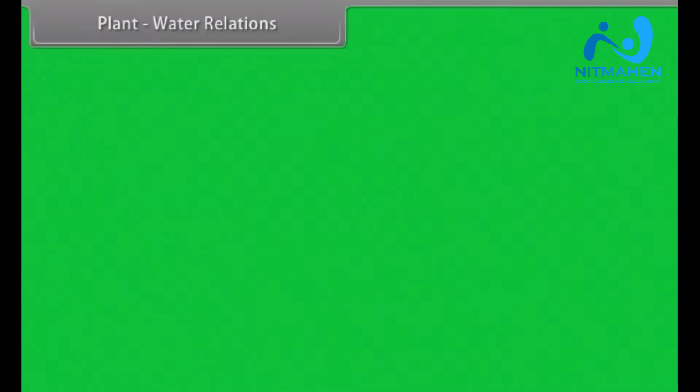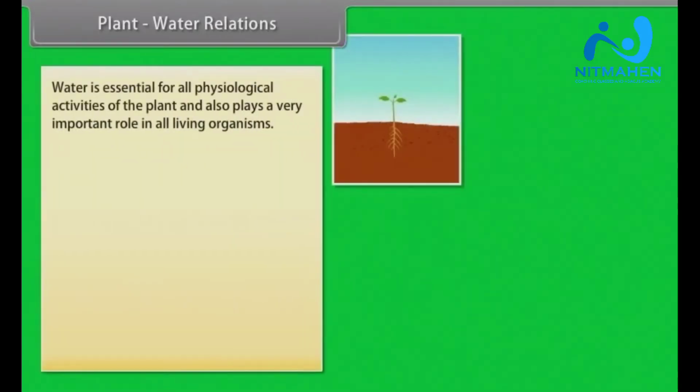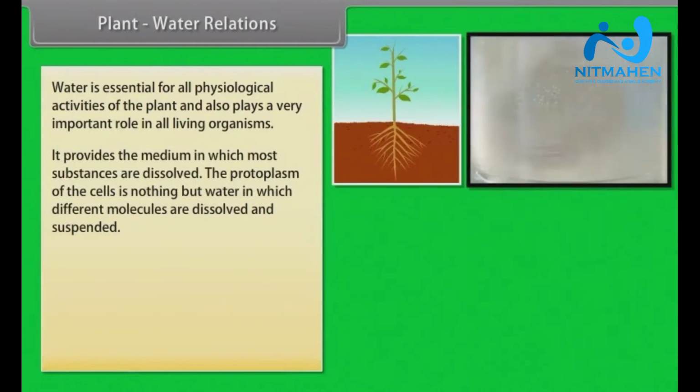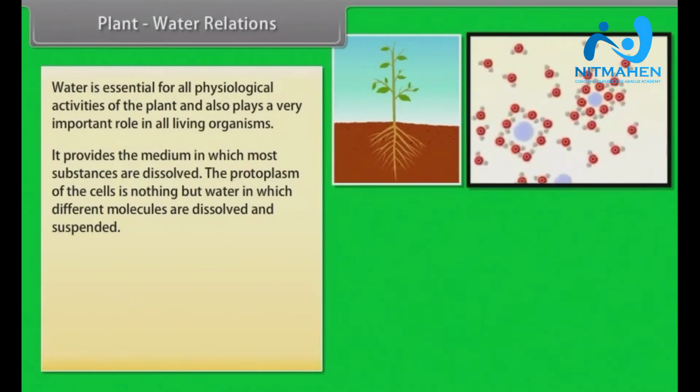Plant-water relations. Water is essential for all physiological activities of the plant and also plays a very important role in all living organisms. It provides the medium in which most substances are dissolved. The protoplasm of the cells is nothing but water in which different molecules are dissolved and suspended.